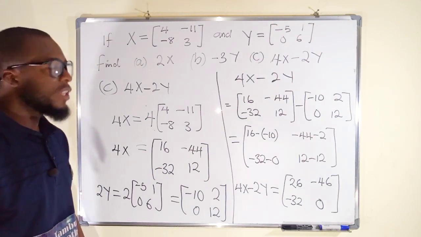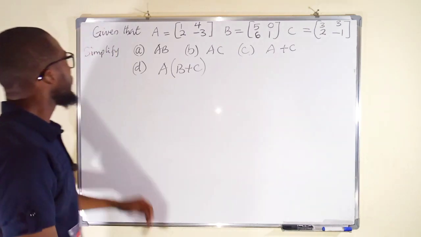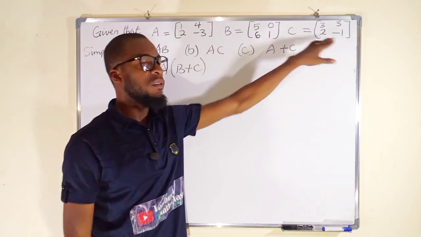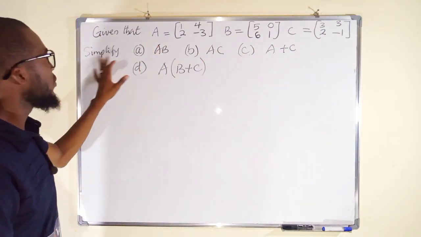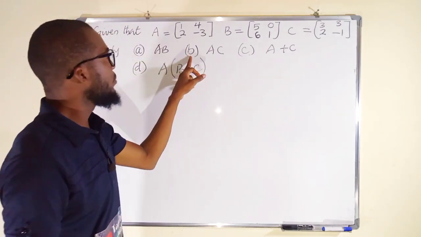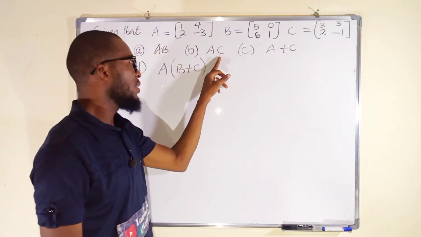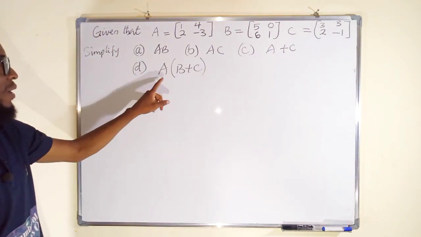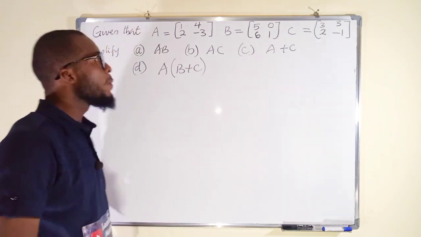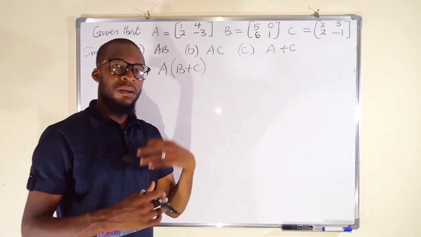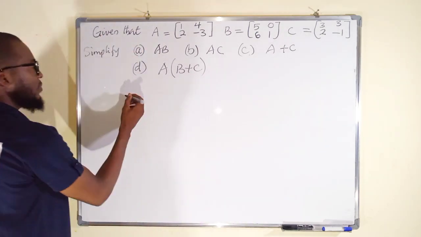So now let us look on to the last question. All right, here is our last question. It says that given that a matrix A is this, B this, C that, we're asked to simplify A multiplied by B, A multiplied by C, A plus C, and lastly, we're asked to simplify A multiplied by B plus C. All right, let us begin with this, which is just the same thing as a matrix multiplication.